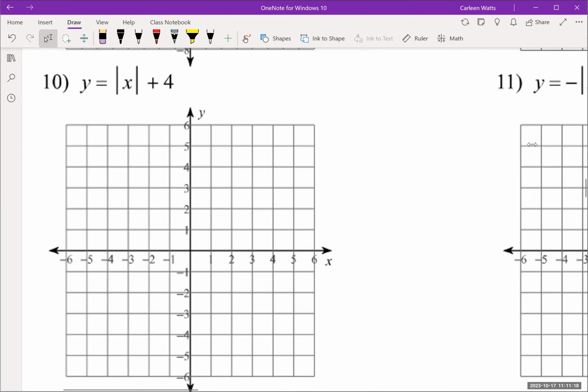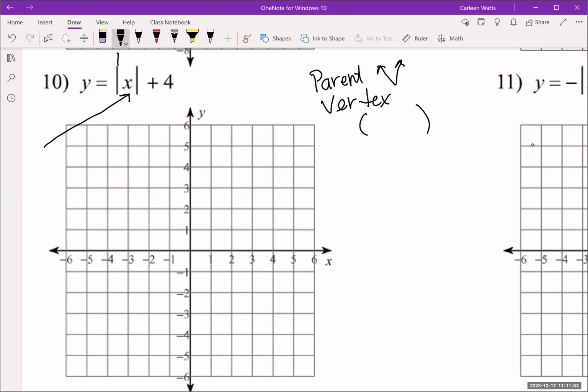Number 10. Okay, parent. Absolute value makes a V. Vertex. Can we see that this is really absolute value of X plus 0?